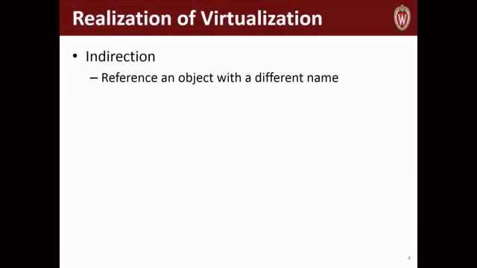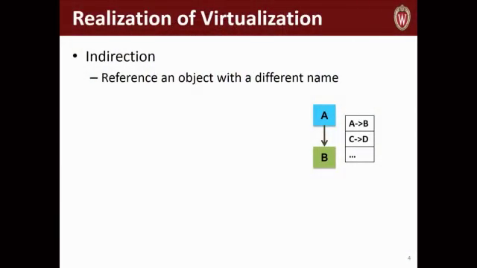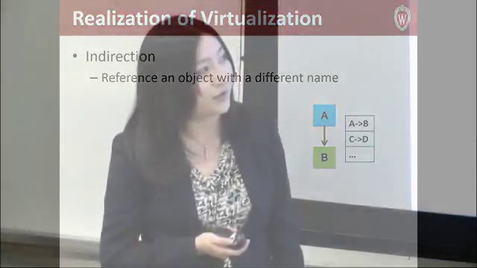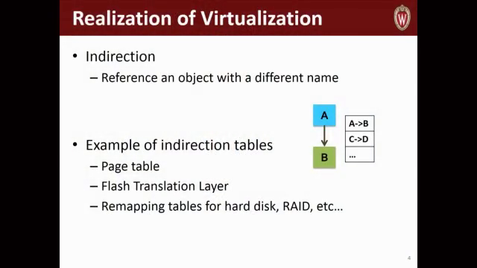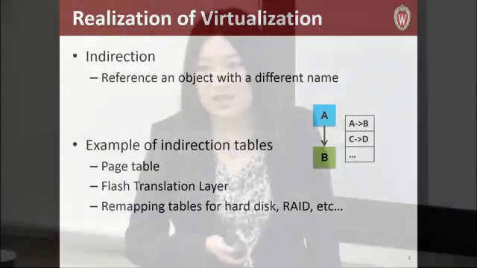And to realize virtualization, the technique of indirection is usually used by referencing an object with a different name. I think in this example, if we want to virtualize object B to A, we can add an indirection from A to B with a mapping table. And such mapping tables are used widely in different systems, like page tables in virtual memory management, flash translation layers for flash-based SSDs, and also remapping tables for hard disks, and also RAID constructions.